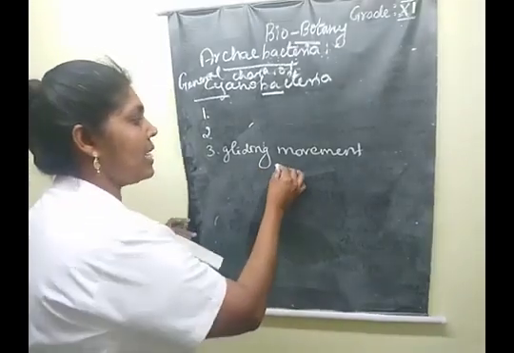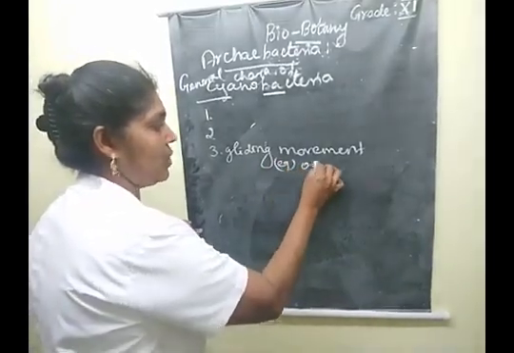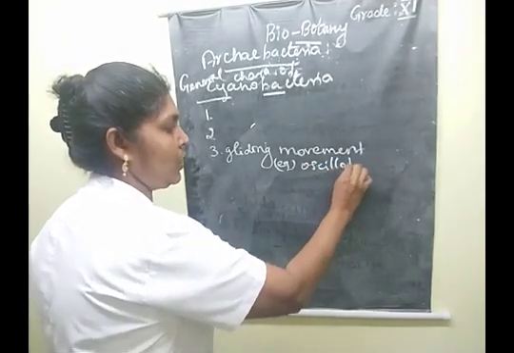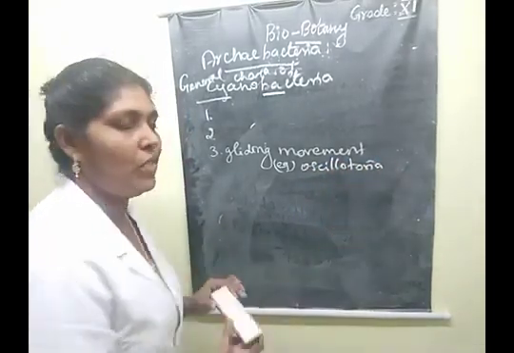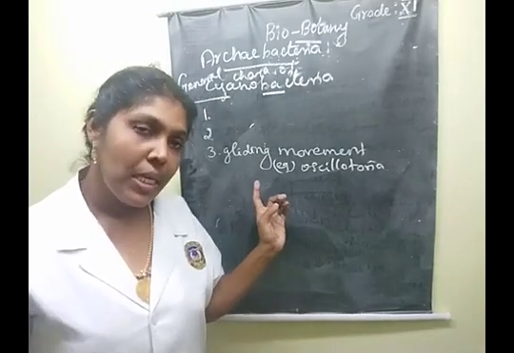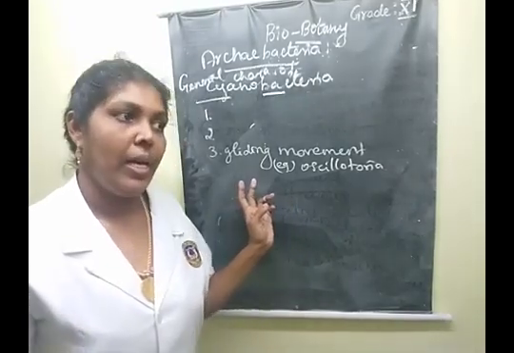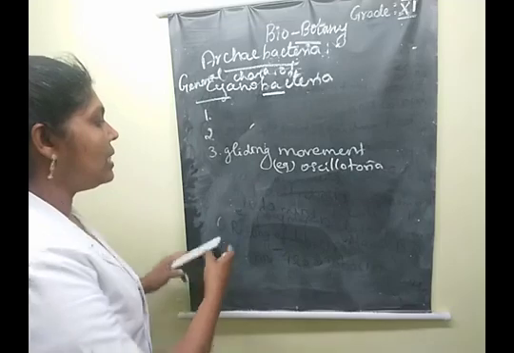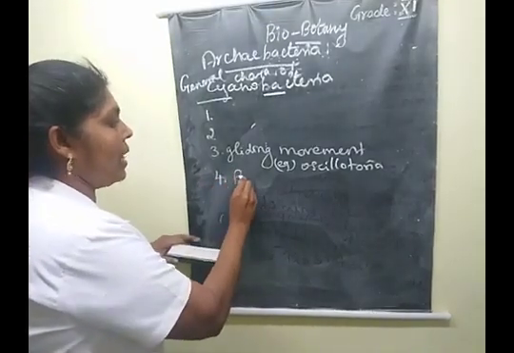One good example of this is Oscillatoria. That's one of the good examples of this species. Understood, ma'am? Yes, very good. The next one is the protoplasm.